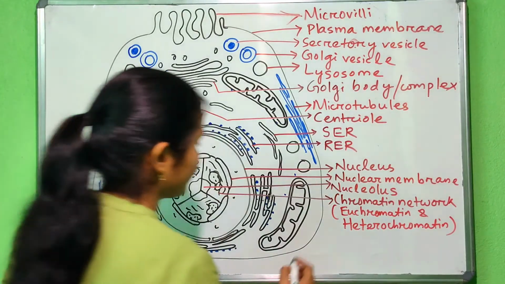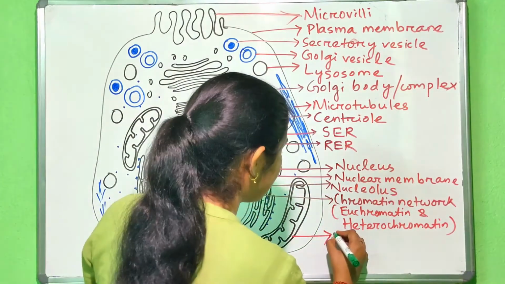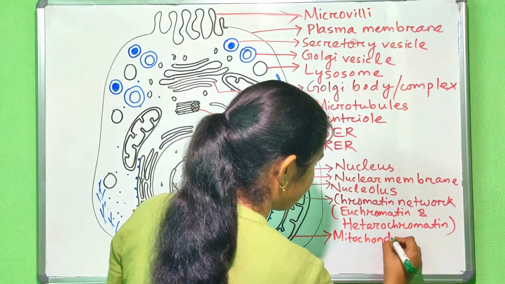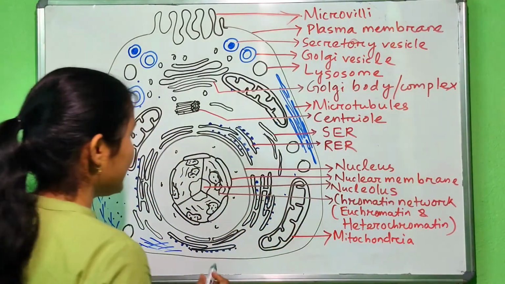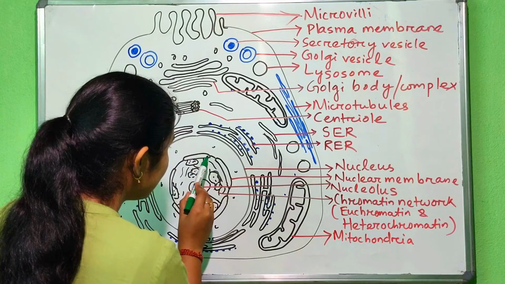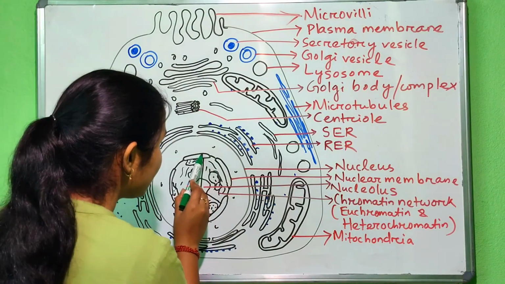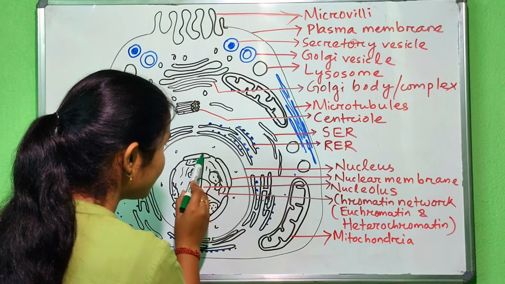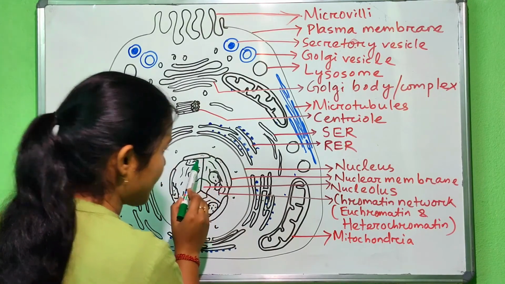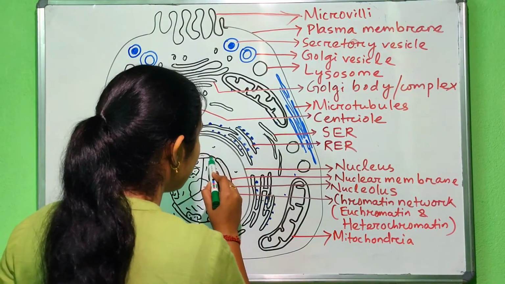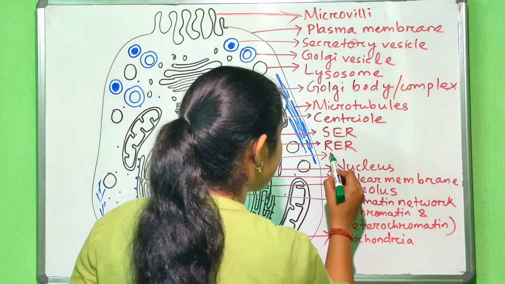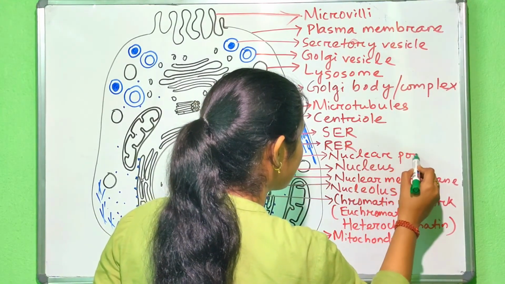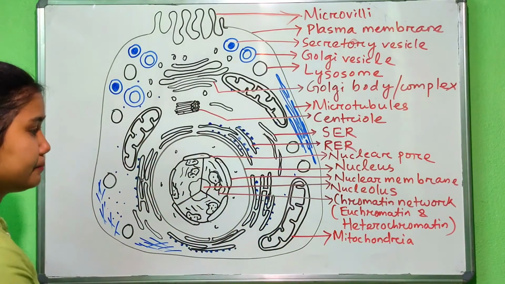Now what is this? This is mitochondria. And remember the nuclear pore. What is nuclear pore? In between the two nuclear membranes there are some gaps. That is called the nuclear pore. So let's write it here. Nuclear pore. Okay, clear?